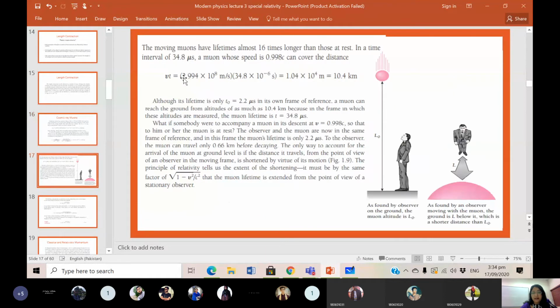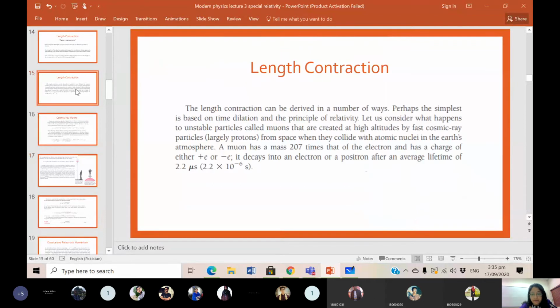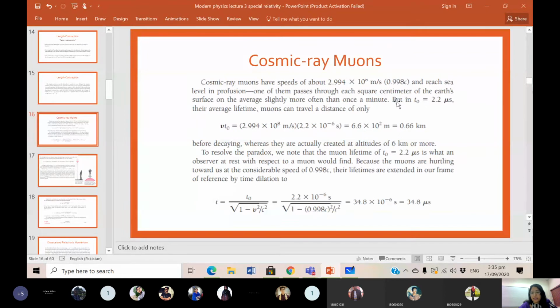And then if we calculate the distance, what we want to know is whether the muon created at a certain distance will reach the Earth or not. And the distance to the Earth is what? Basically, from our frame, we will observe muons are actually created at an altitude of 6 kilometers or more. According to the muon's frame, it will not reach the Earth because 0.6 kilometers.